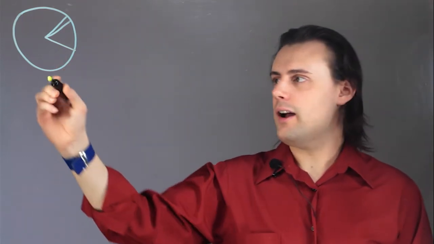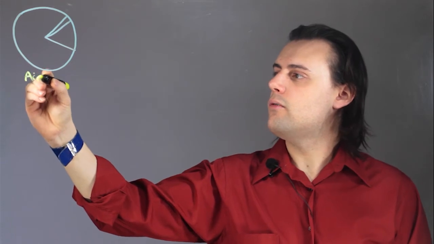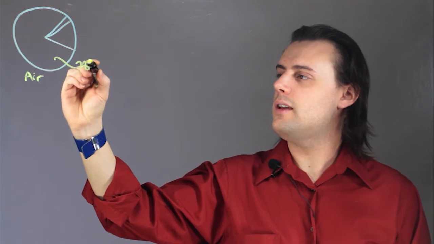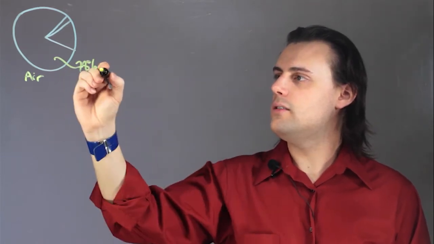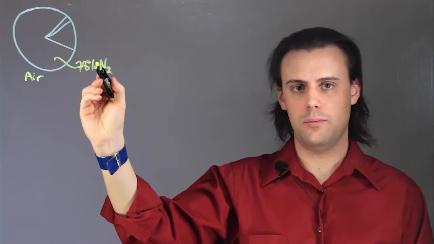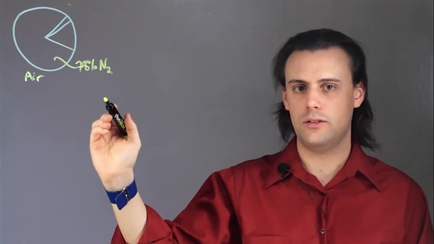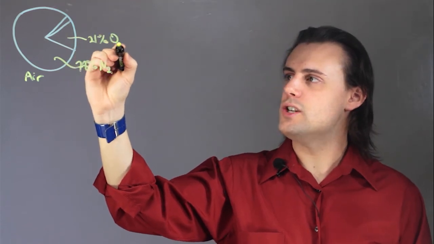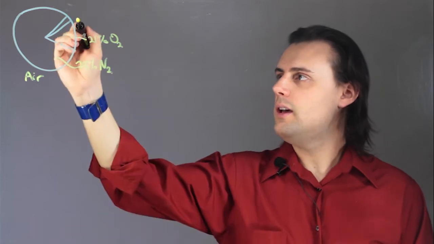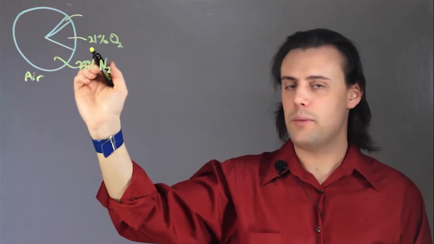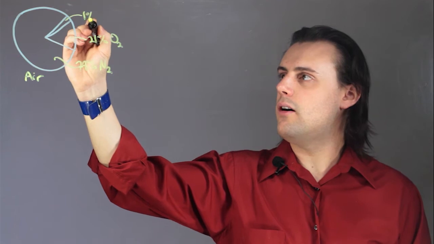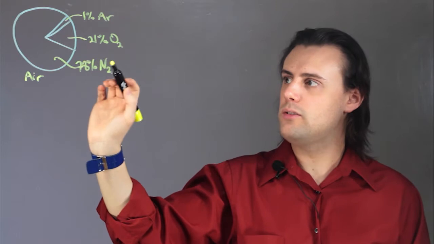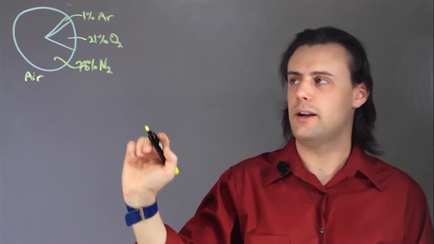So if we consider air as an example, we know that by volume, approximately 78% of the air is composed of nitrogen, which comes in the form of the diatomic molecule N2. 21% by volume of air is oxygen in the form of O2. And finally, we can approximate the remaining 1% as being argon. There are a few other elements in air, but we're just going to consider the three primary elements in air.